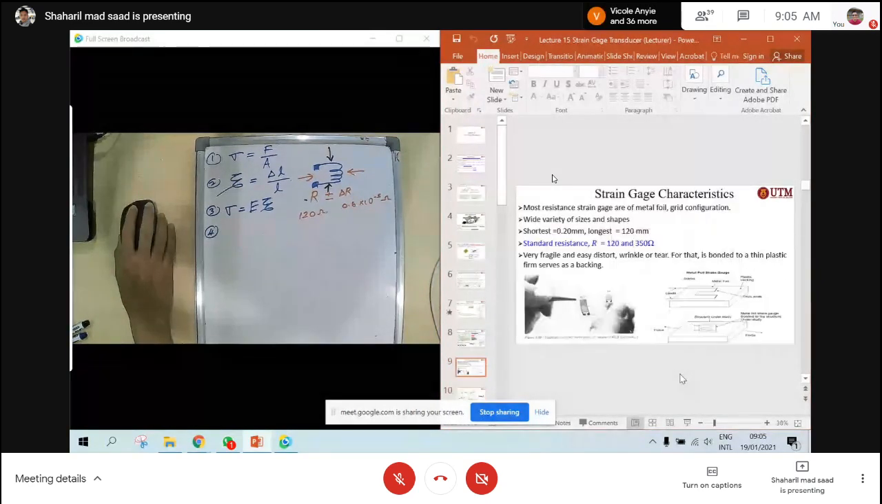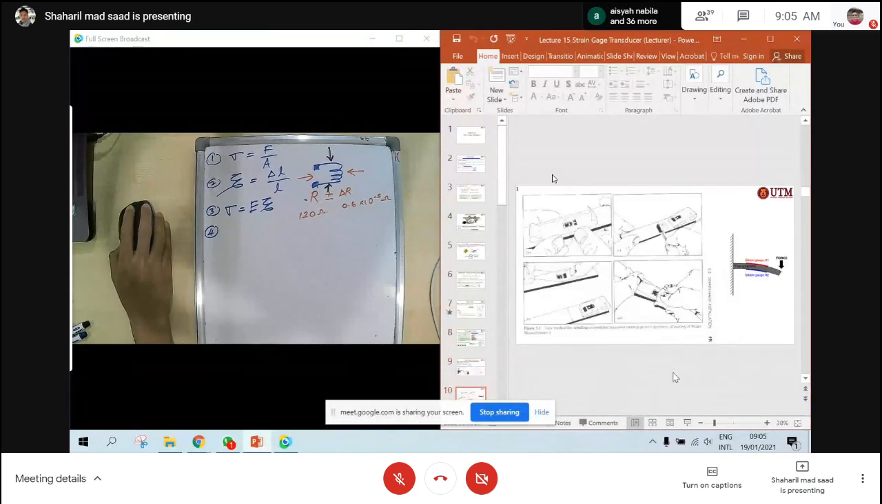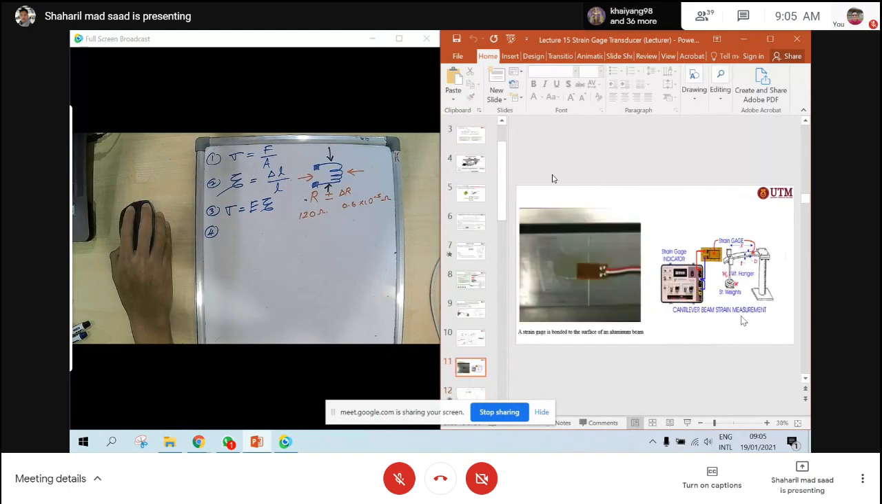Okay, this is the strain gauge characteristic. So how do you apply the strain gauge on a certain object that you are going to measure? You can measure the strain gauge at the top one and then at the bottom one. This is the experiment.